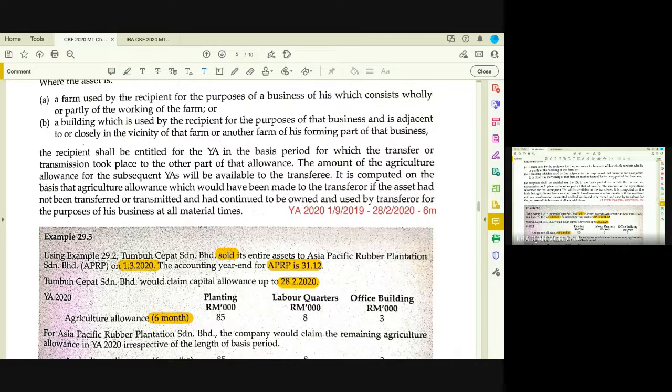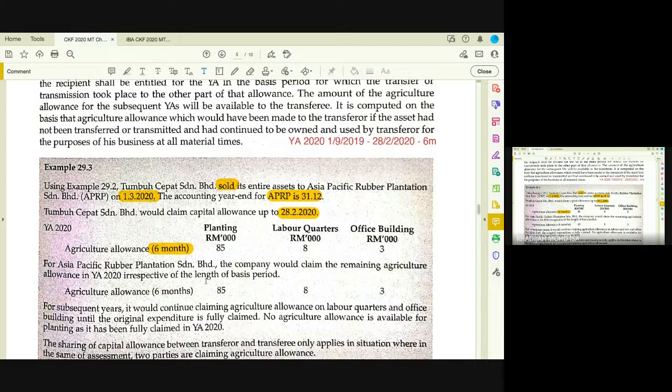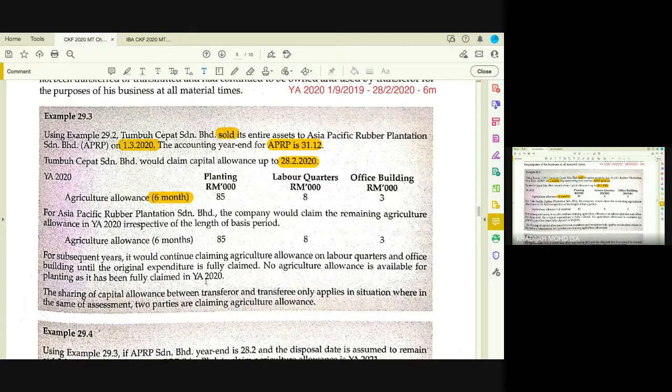All right, so okay, panjang. Okay, read this example 29.3. Using example 29.2, the same Tumbuh Cepat just now sold its entire asset to Asia Pacific Rubber Plantation Sdn Bhd on 1st March 2020. The accounting year end for APRP is 31st of December.